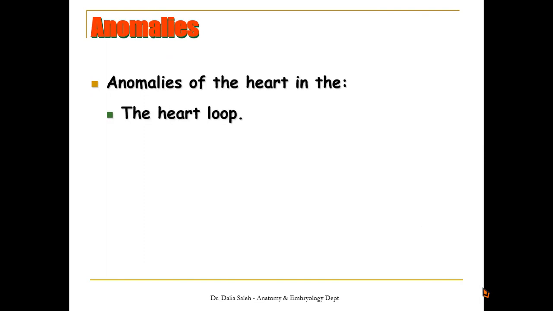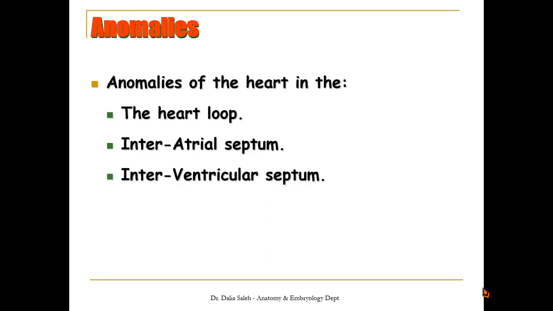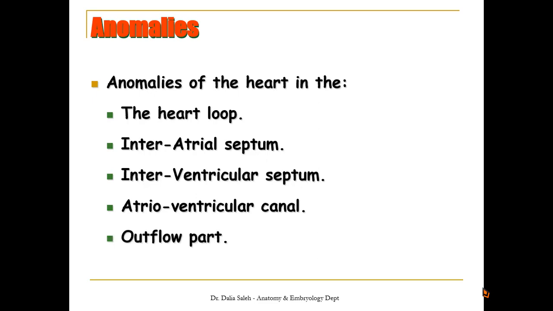The congenital anomalies of the heart can be divided into the following. Anomalies arise during the formation of the heart loop. Anomalies arise during the formation of the interatrial septum. Anomalies arise during the formation of the interventricular septum. Anomalies related to the division of the Atrio-Ventricular Canal. And finally, anomalies related to the division of the outflow part of the heart.